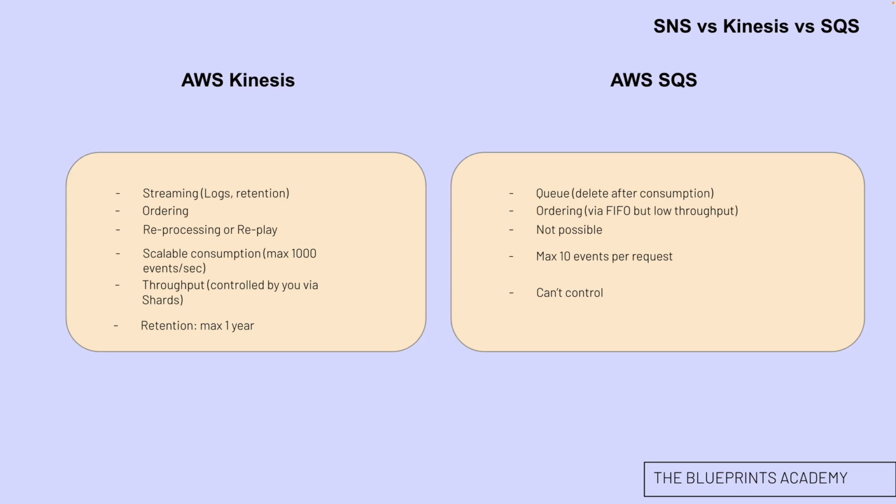In terms of retention, with AWS Kinesis, we can retain the event for max 1 year, as opposed to SQS, where the retention period is very minimal, which is max 14 days. So these are the main points that we discussed, and this is the brief comparison between AWS Kinesis and AWS SQS. So keep in mind your requirement and use case, and choose the service which best suits you.